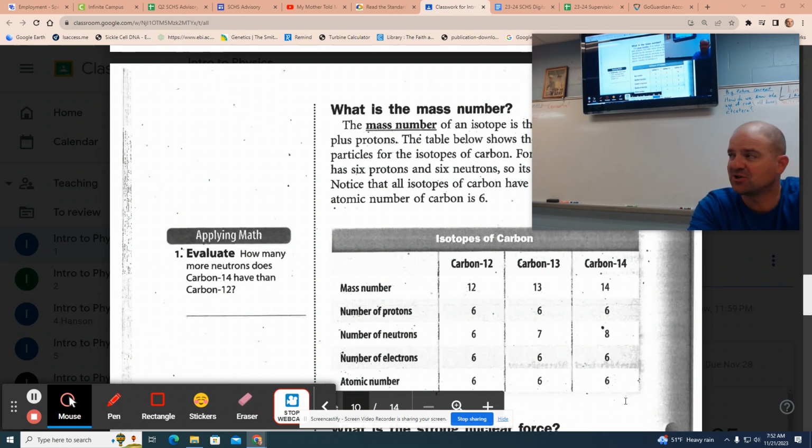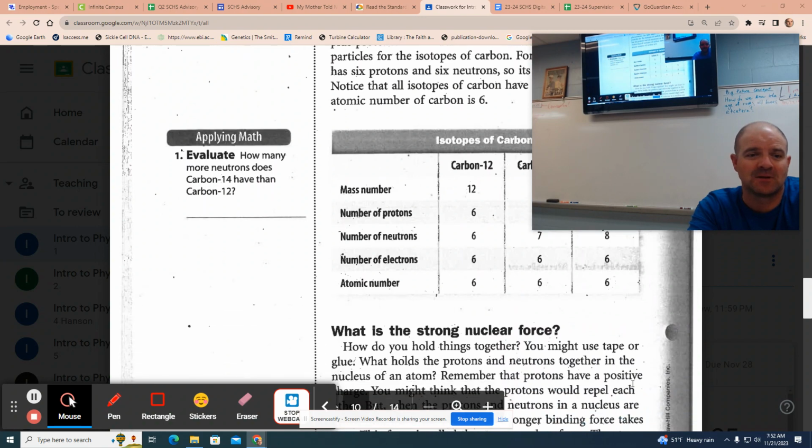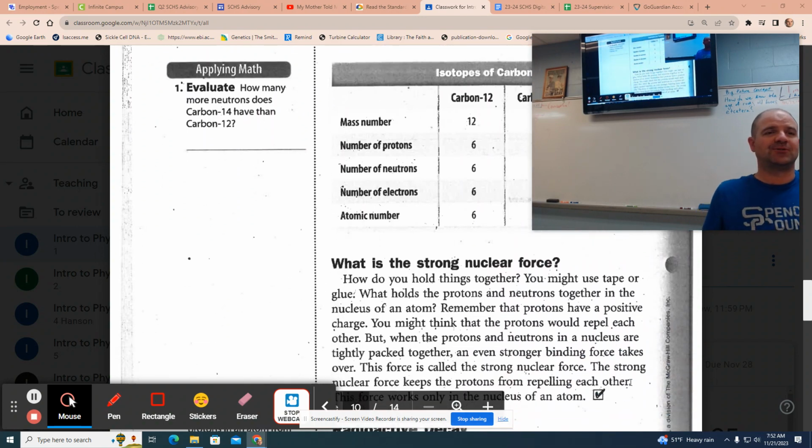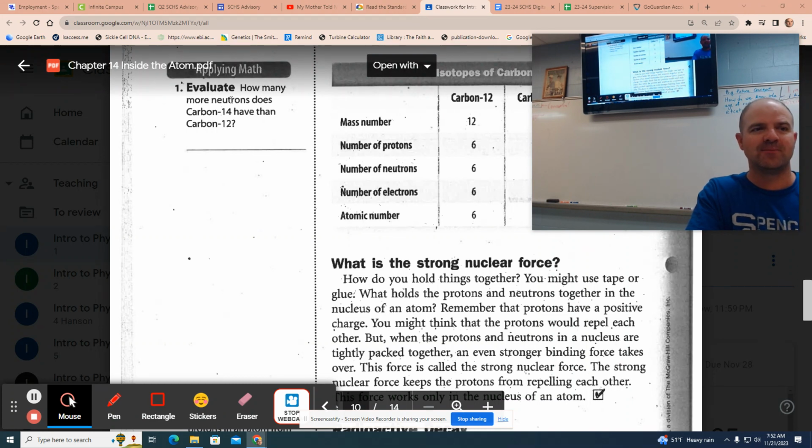Carbon 14 is special because why? Do you remember me saying it was radioactive? What is the strong nuclear force? Back up. Number 1, evaluate. How many more neutrons does carbon 14 have than carbon 12? 2. Good, 2 more.